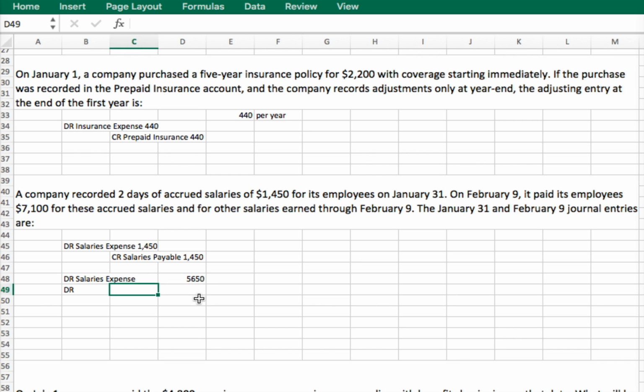$5,650. Second part is I'm going to debit the full amount of salaries payable that I already recorded right up here, $1,450, to show that that one is now no longer something I owe. And theoretically, we probably paid this amount in cash, so I'm going to credit cash for the total that was paid on February 9th of $7,100. Just like the one we did in class that I said was slightly more complicated.